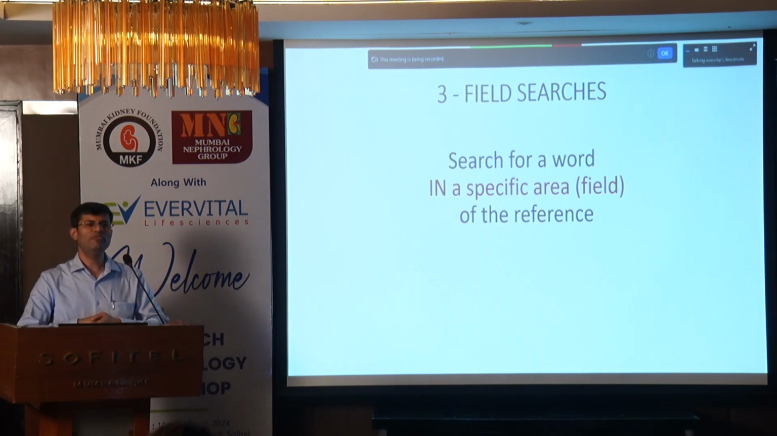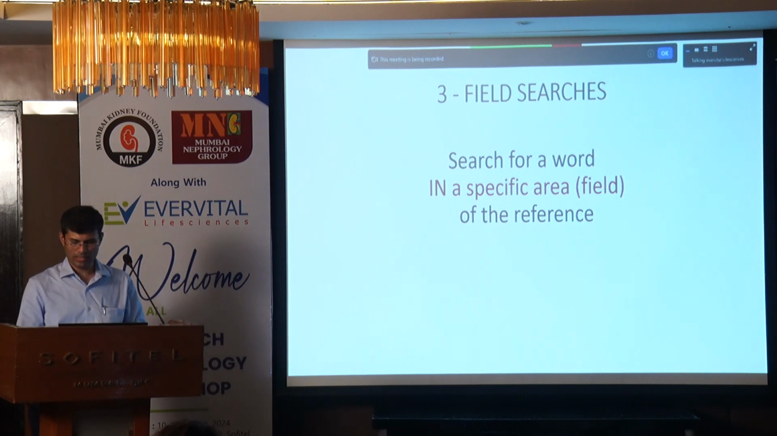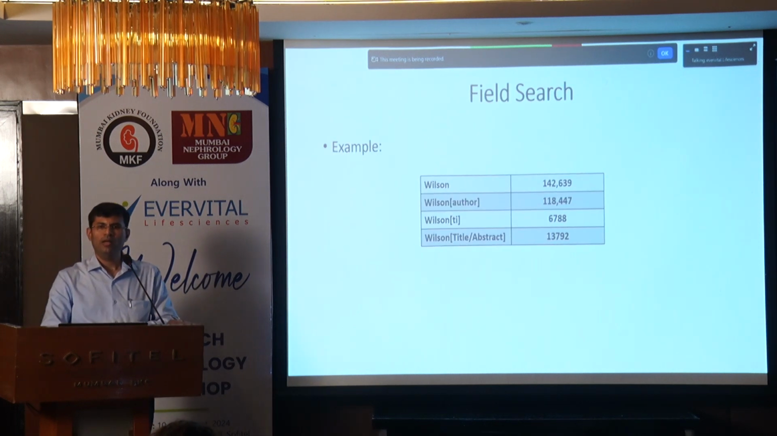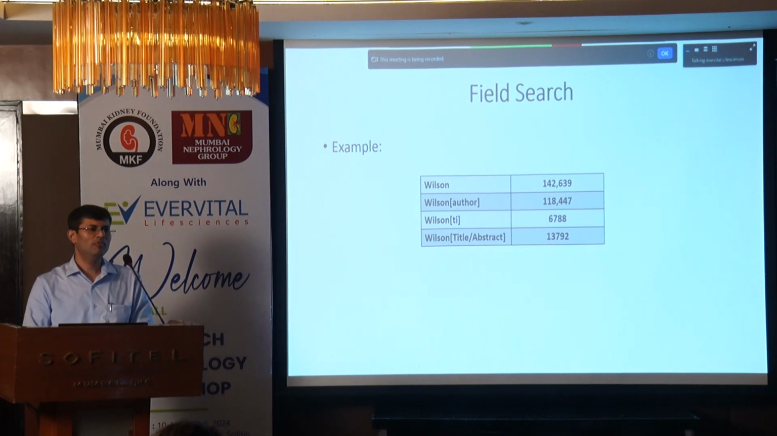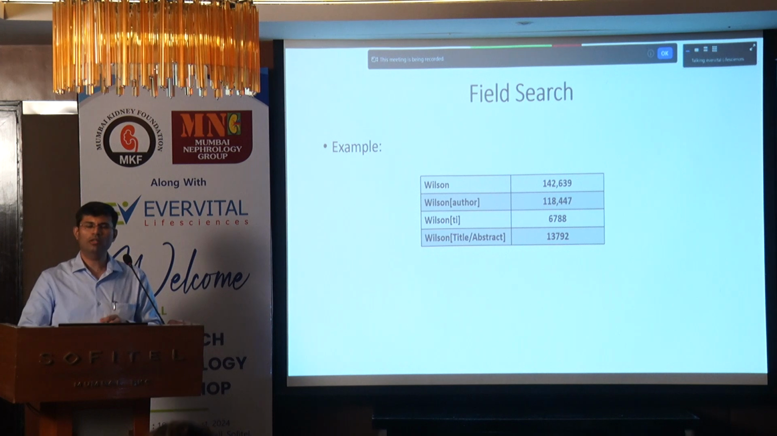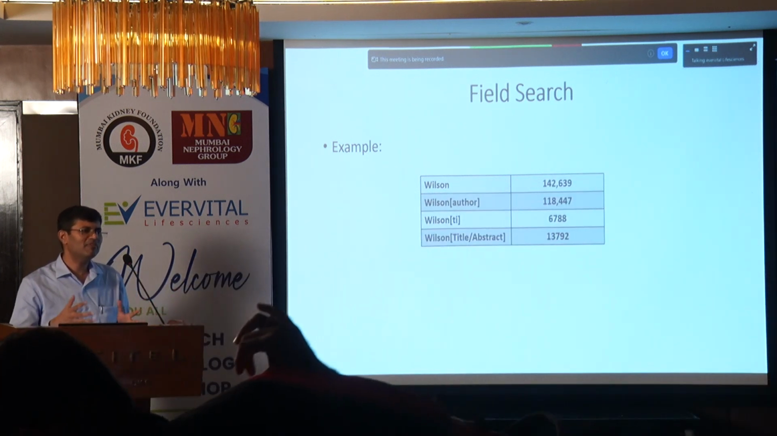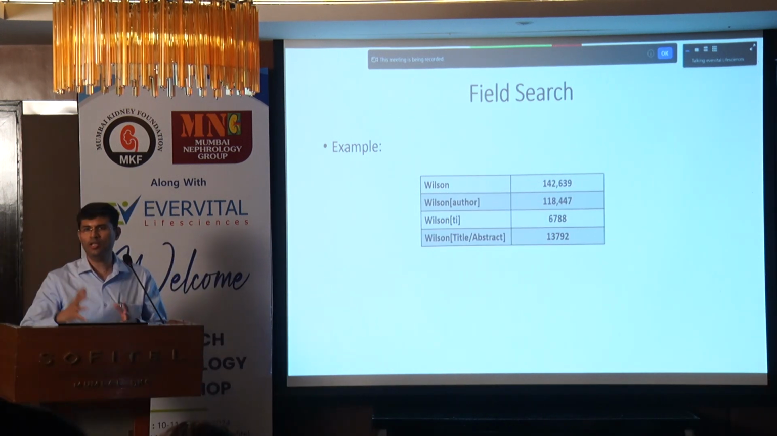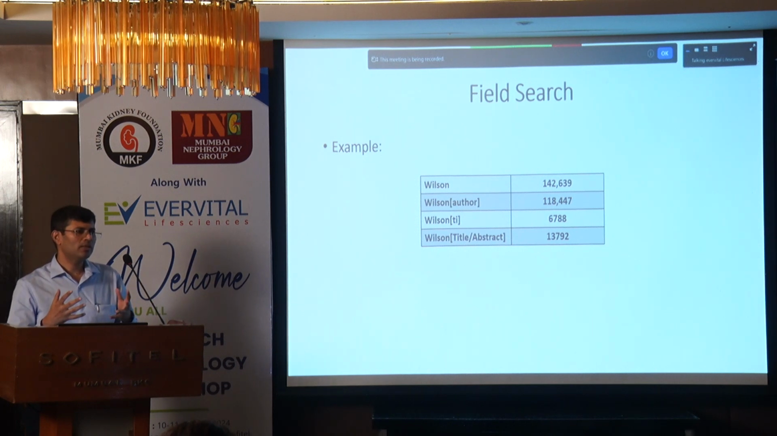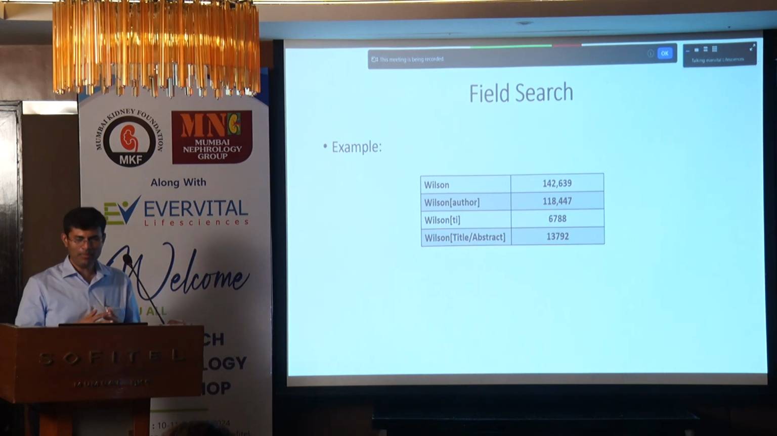So now let's come to field searches. I'll give you one example. If I type Wilson, Wilson could be a researcher's name that may come in the author list. It could be an institute's name, Wilson Institute of something, or Wilson College. It could be pertaining to Wilson's disease. So if I type it in, any of these articles would come. So about 1.5 lakh papers would appear if I type only Wilson.